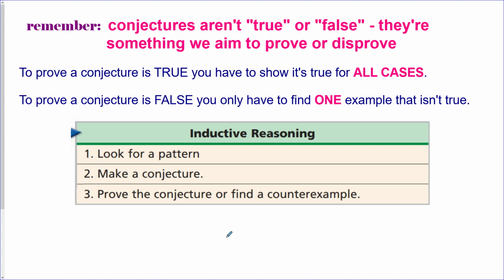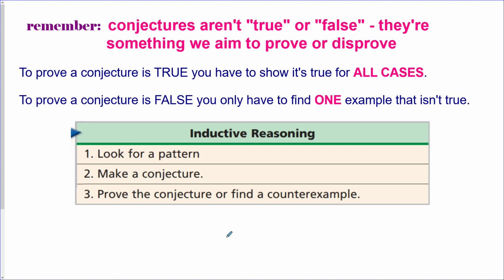So to prove a conjecture is true, you have to show it's true for every single case. That can be tedious at times, but we'll try to work through how to deal with that. Now, to prove if a conjecture is false, you only have to produce one counterexample. Find one example that's not true.